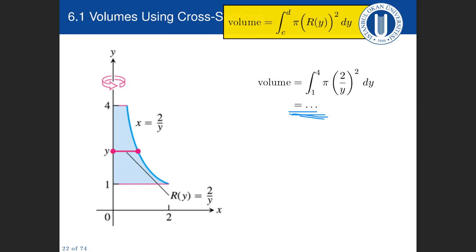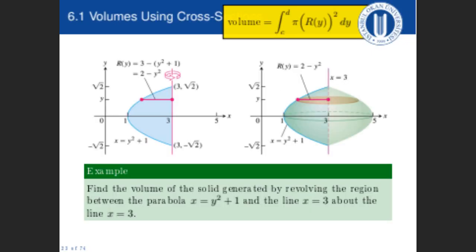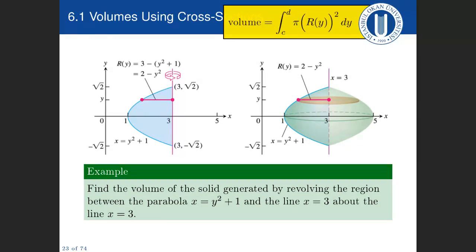Let's go to another example. Find the volume of the solid generated by revolving the region between the parabola x is equal to y squared plus 1 and the line x equal to 3 about the line x equal to 3.